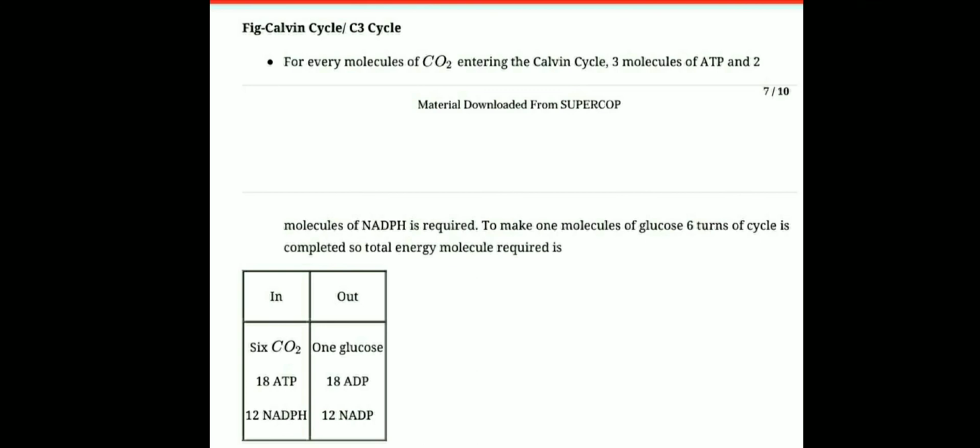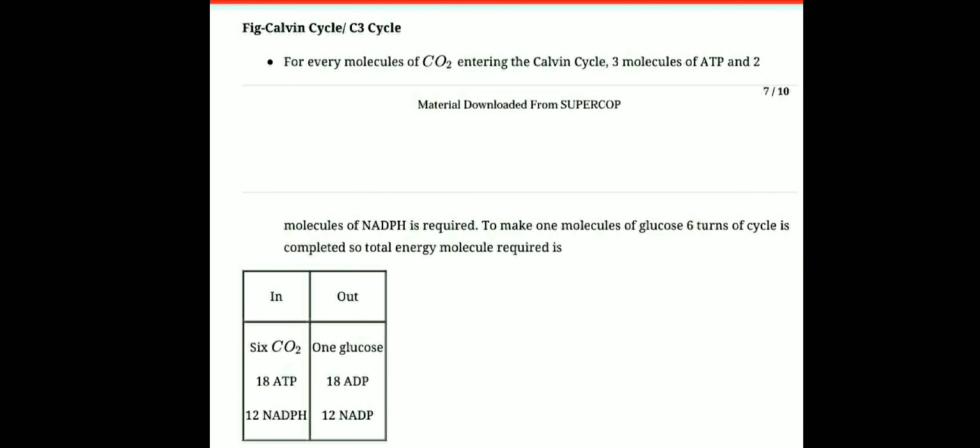So in the Calvin cycle, this is the summary of inputs and outputs. What is used in the Calvin cycle? 6 CO2 molecules, and what are we getting? 1 glucose molecule. Here 18 ATP molecules are required and 18 ADP molecules are released. Here 12 NADPH molecules are used and 12 NADP molecules are formed. So this is a summary of the Calvin cycle.